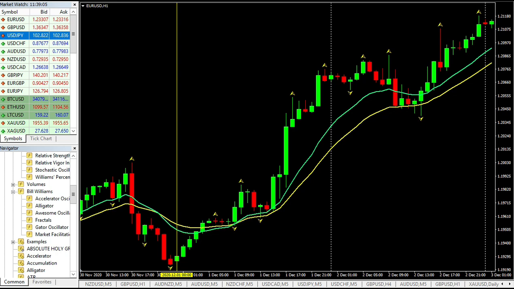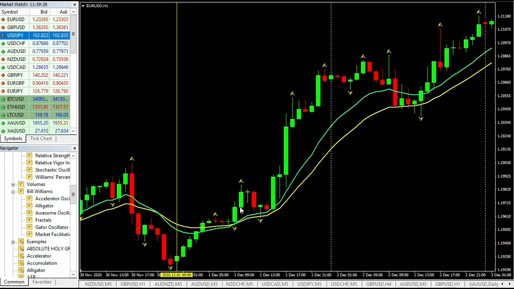Now I'm going to show you 3 different ways of placing your stop loss. The entry is very simple. The entry is 1 pip above the high of this up fractal candle. So this will be your entry, which will be filled in here.